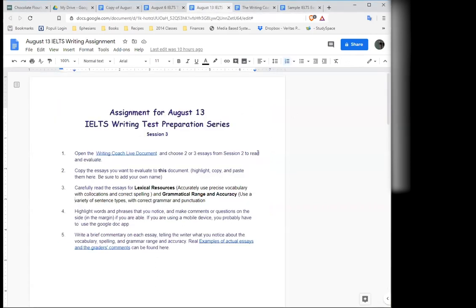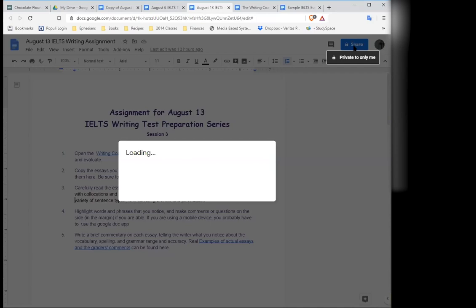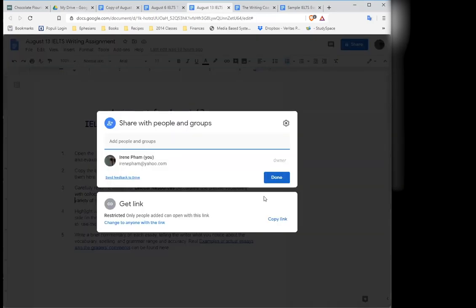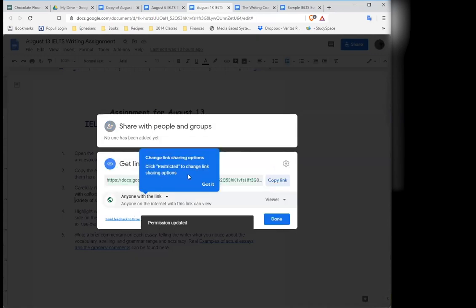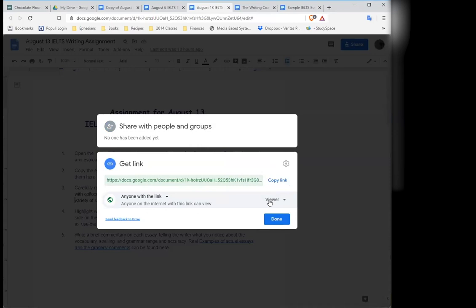I'm going to change the assignment for next week, and I'm also going to try to send you the link for it. Only people added can share. Let me see. Everybody can. Yes, I'm going to say everybody can edit this document. All right, now.